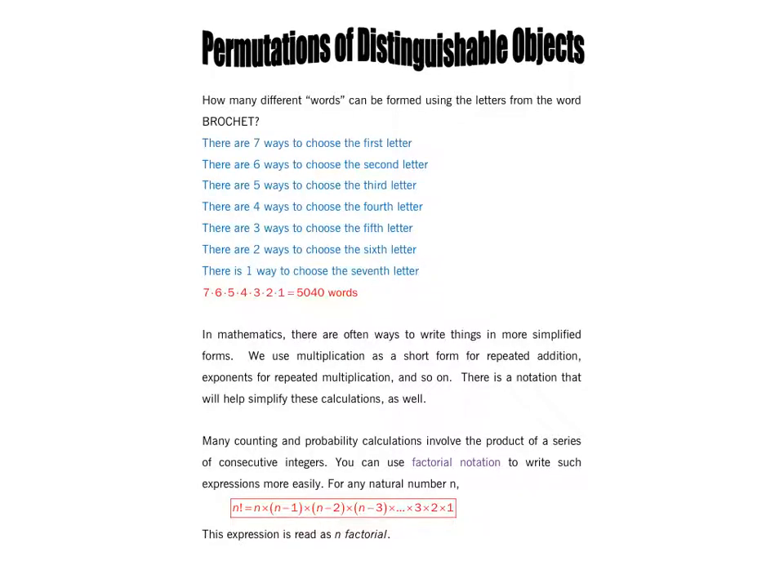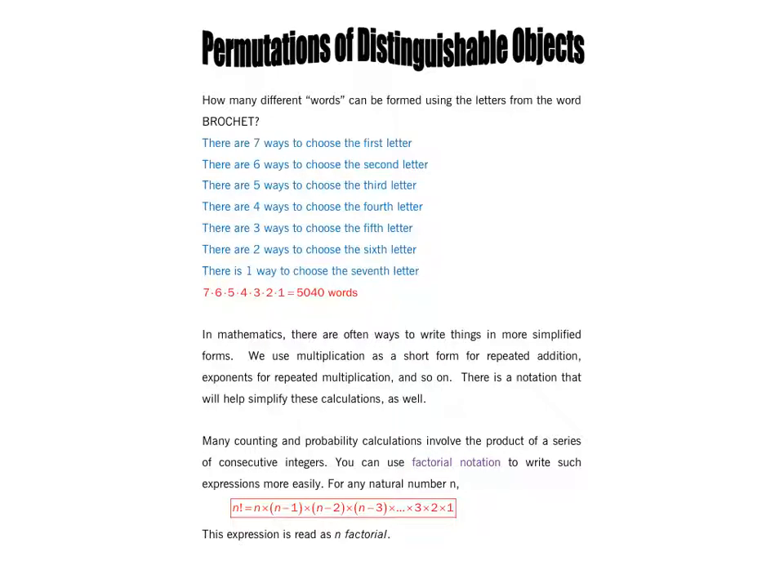Hey, grade 12s. Today we're going to talk about permutations of distinguishable objects. That basically just means different objects. So let's go ahead and see what this is all about.